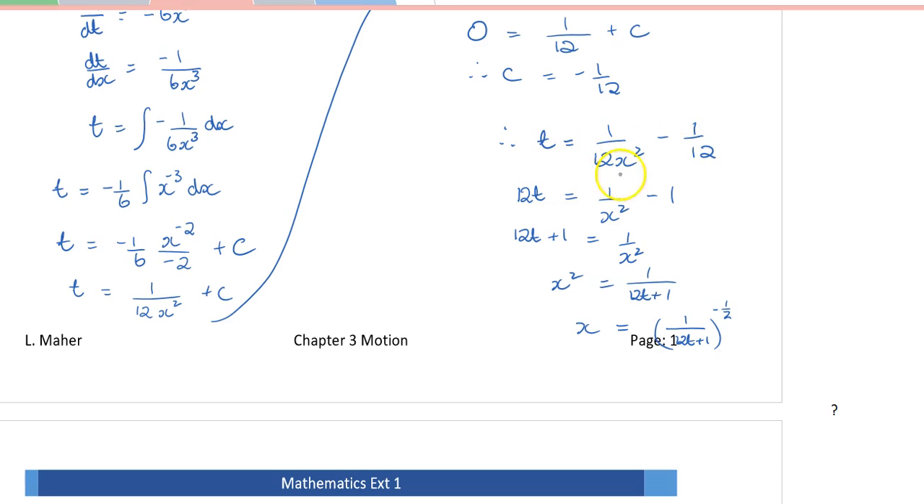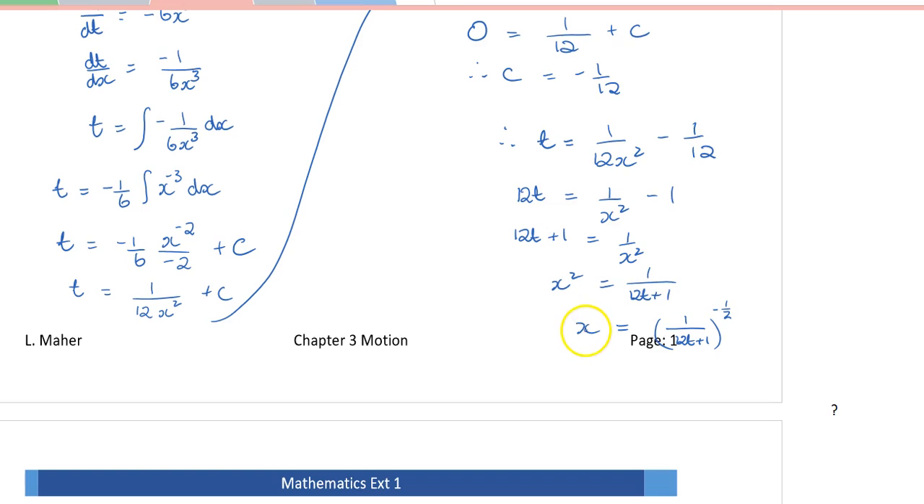So we had this equation here, chose to multiply everything by 12 in this line, then took the 1 across and it became plus. Then it's the same as cross multiplying, I guess, and then getting the x squared by itself, or just swapping the positions of those two. So x squared is 1 over that, and then taking the square root of both sides.